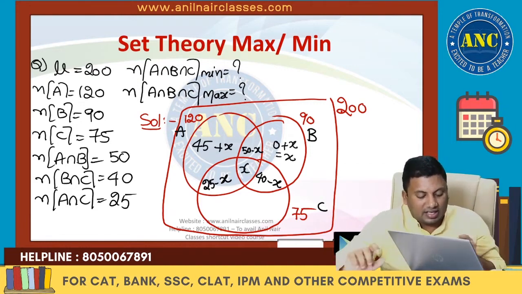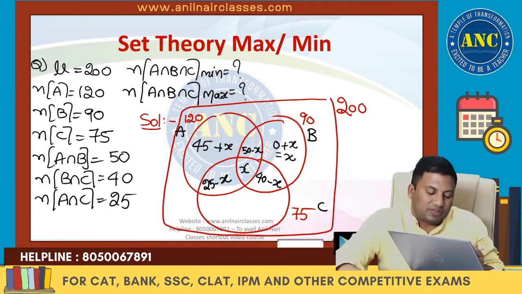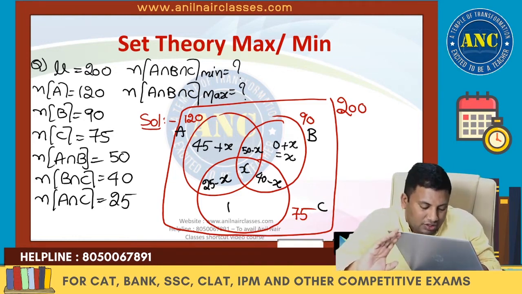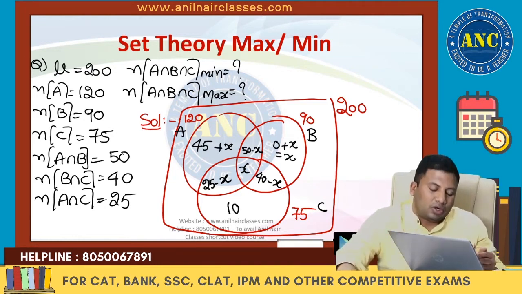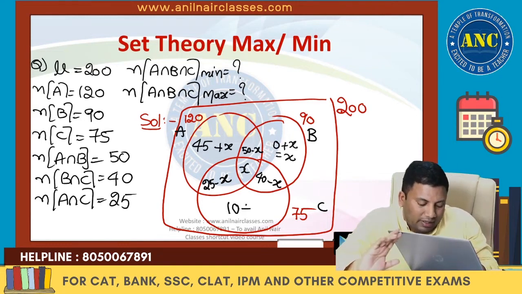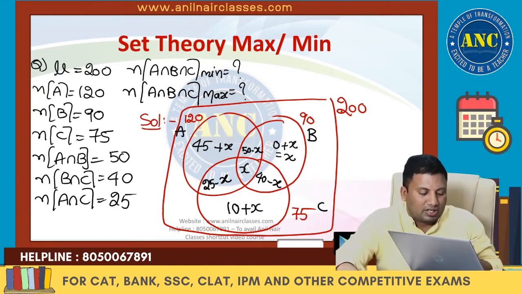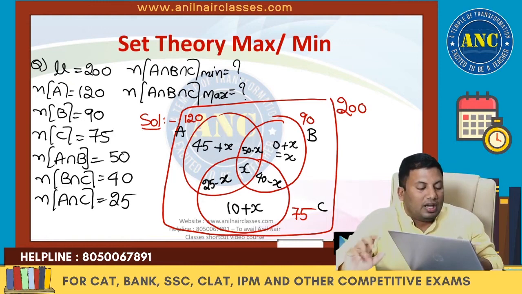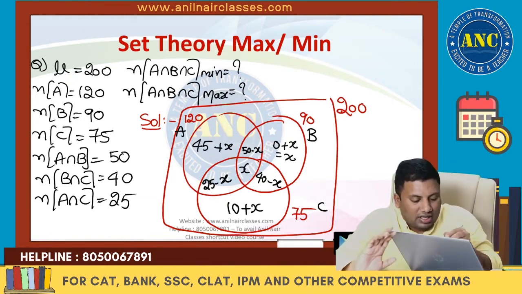C is 75. 25 plus 40 is 65, so it will be 10. There are 2 minus X, so there will be 2, 10 plus X. Outside I need to do it. Neither A, B nor C, nothing is given.